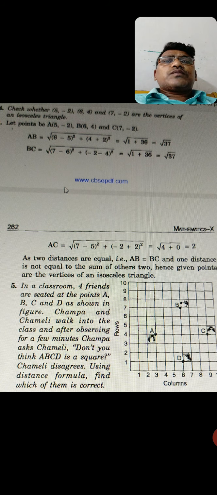Here, 4 students, you see, an interesting question. This also came in the 2019 exam, 2000, and last year's exam also, this question came. Very easy. Here 2 students are there, Champa and Chameli. They enter into the class and 4 students are sitting in different places. They both are talking. One is saying they are in a square form, the other is saying no, they are not in a square.